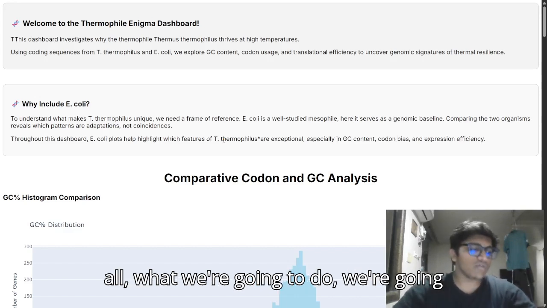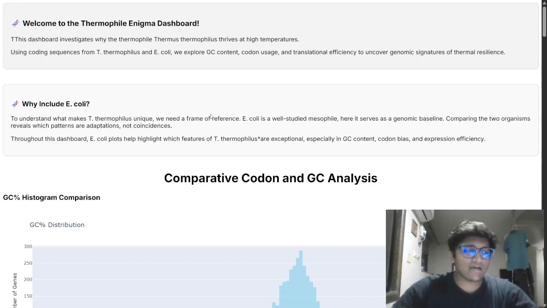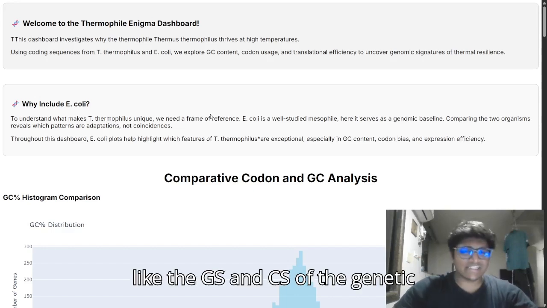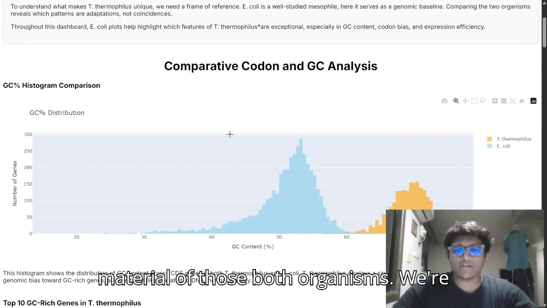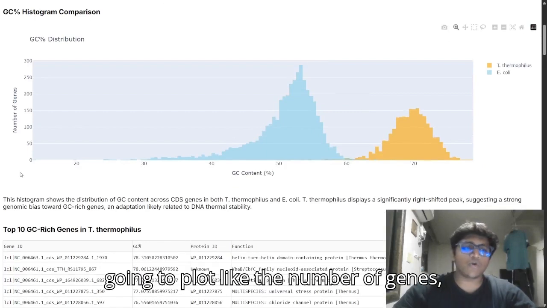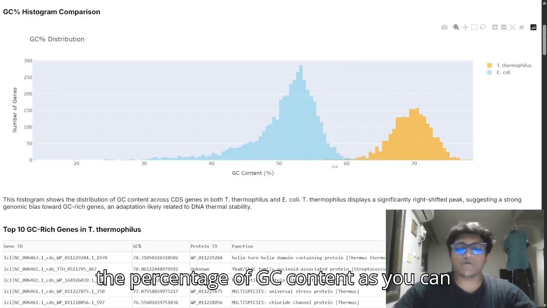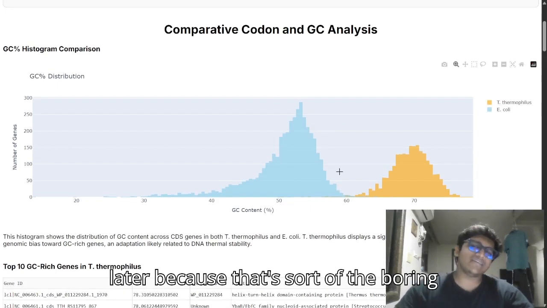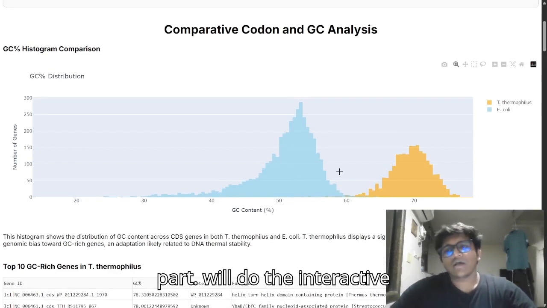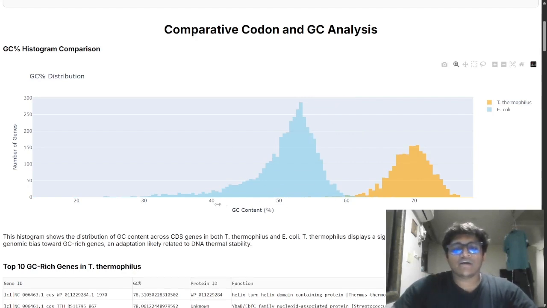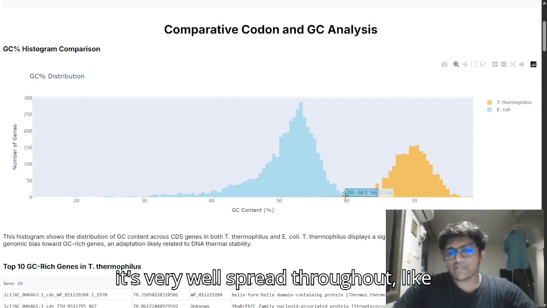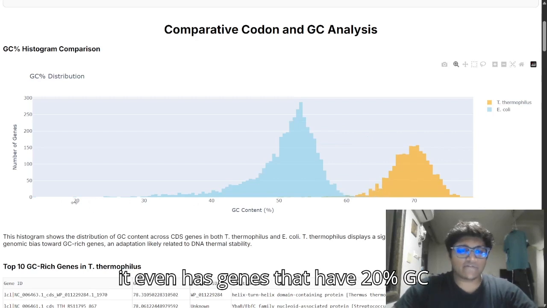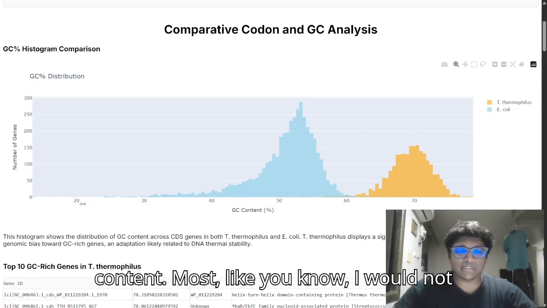First of all, we're going to see the GC percentage, the G's and C's of the genetic material of both organisms. We're going to plot the number of genes against the percentage of GC content, as you can see over here. We'll dive into the code later because that's the boring part. We'll do the interactive stuff right now. So if you can see, it's very well spread throughout. It even has genes that have 20% GC content.